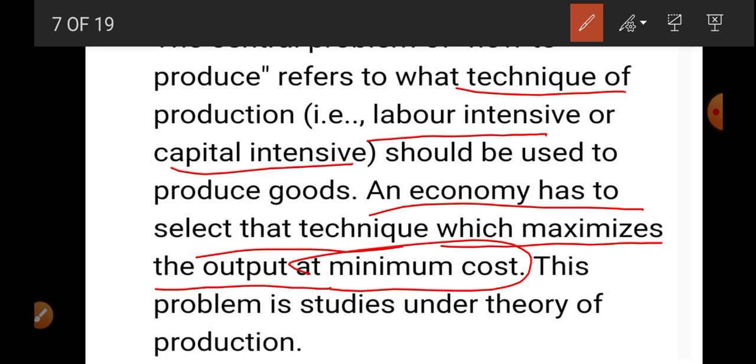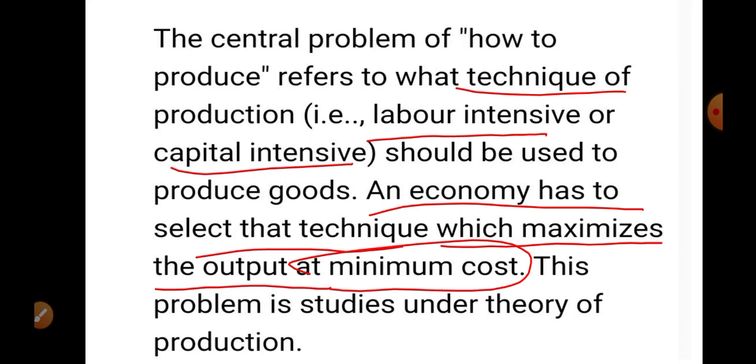So which technique you are going to pick up depends upon need, objective and availability of factors. Whether labor is available or capital is available. So this theory is related to the theory of production.